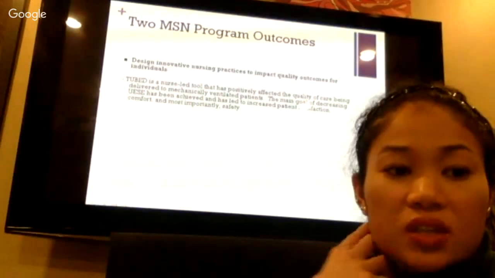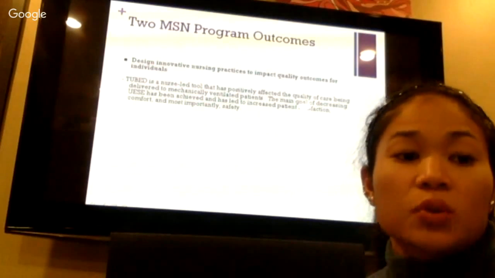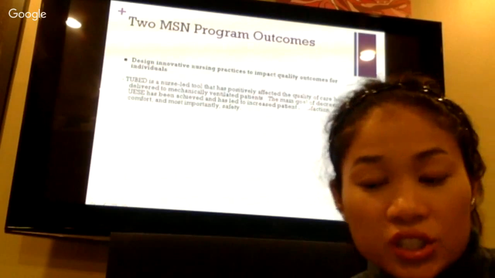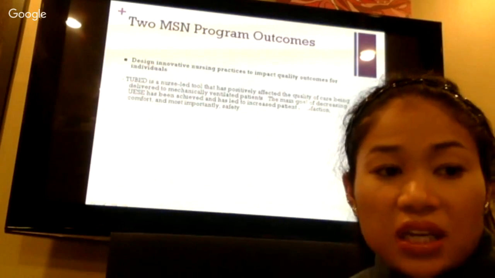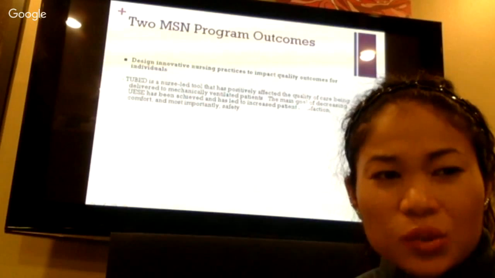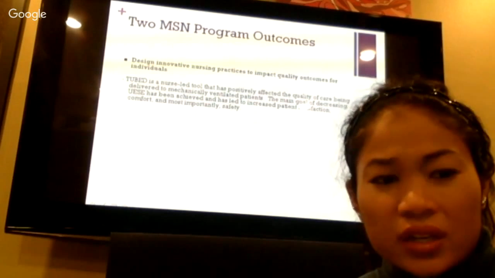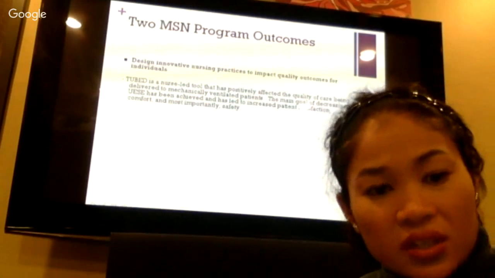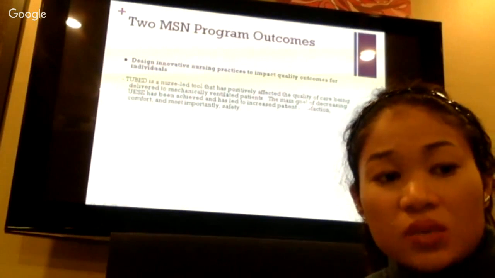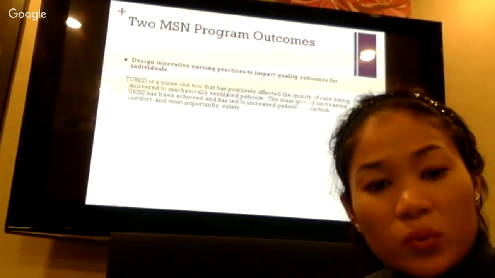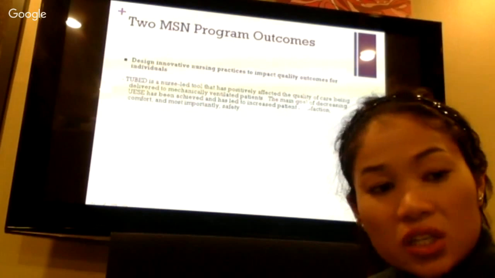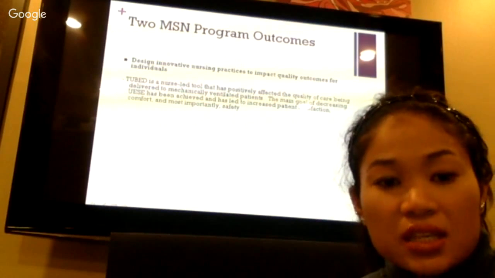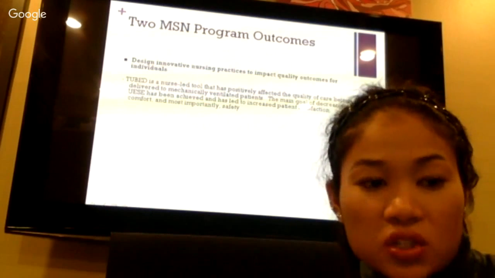Examples pertaining to this project and this MSN program outcome would include the administration and titration of sedatives and pain medications. So this tool guides the nurse to assess whether their patients are responding well to those medications. They are given the opportunity to discuss their findings with the physician and to come up with the correct medication of choice, dosage, and frequency that is individualized for each patient.